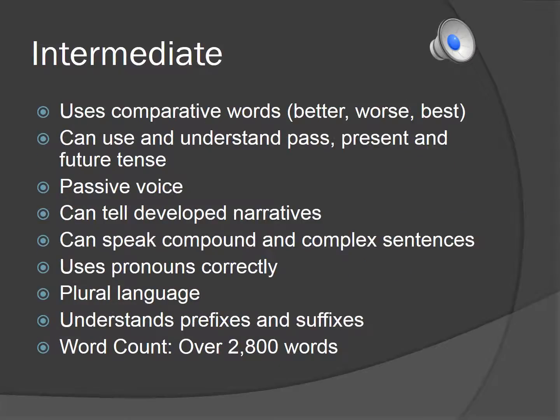In the intermediate stage of language acquisition, children are able to use comparative words, such as better, worse, or best, and they can usually understand and use past, present, and future tense. They also usually use passive voice and can tell developed narratives or stories. They can speak in compound and complex sentences, so they're beginning to expand the way that they speak. They also often are able to use pronouns correctly in plural language. And they are beginning to understand prefixes and suffixes, and their word count is often over 2,800 words.